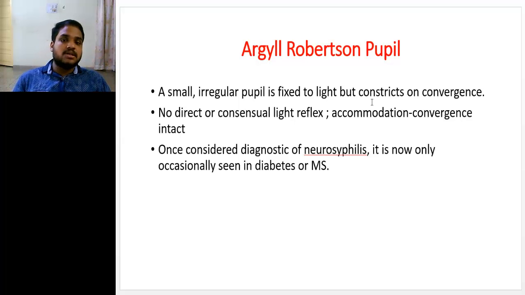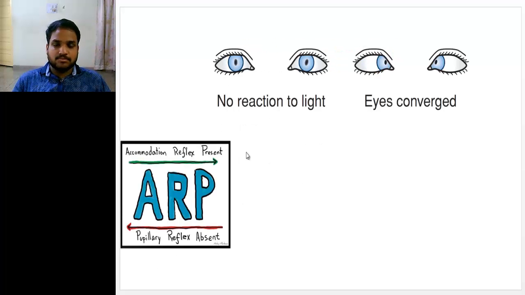So this was once considered diagnostic of neurosyphilis. Now the syphilis is gone. Now it is occasionally seen in case of diabetes or multiple sclerosis. So this is Argyll Robertson pupil, right?